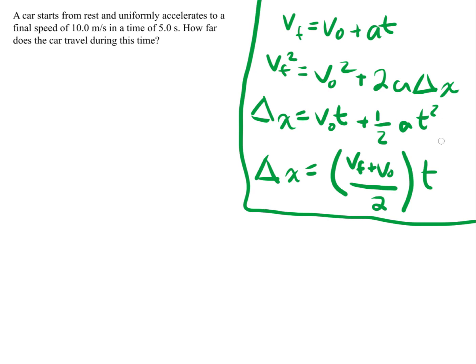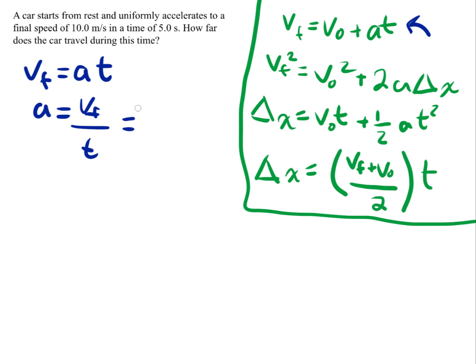So, we can just find the acceleration first from this equation here. We know the initial velocity is 0, so the final velocity is equal to the acceleration times time. So the acceleration is just the final velocity over the time. And now the final speed is 10 meters per second, so the acceleration is just 10 meters per second over 5 seconds, which is 2 meters per second squared. And that is the acceleration.